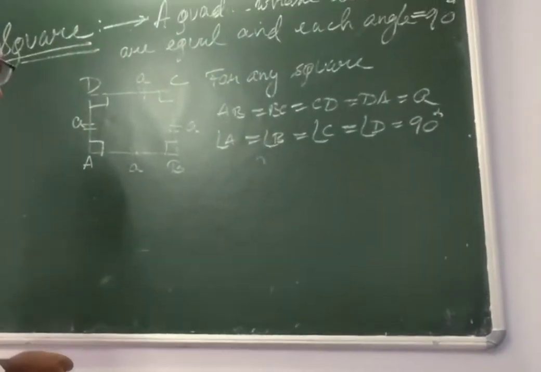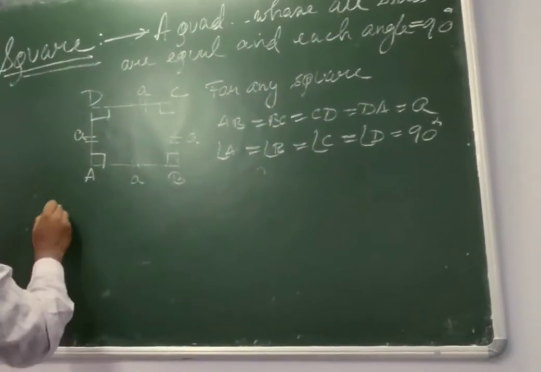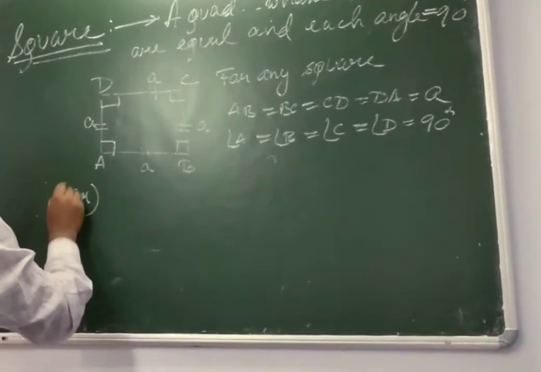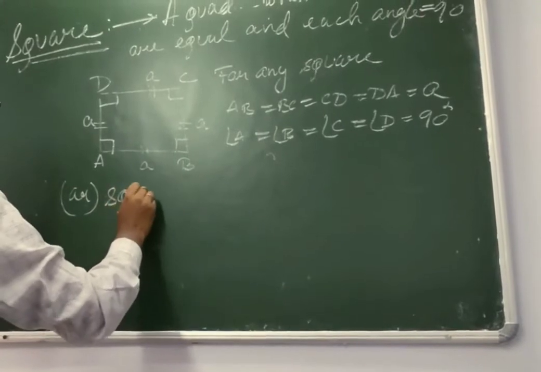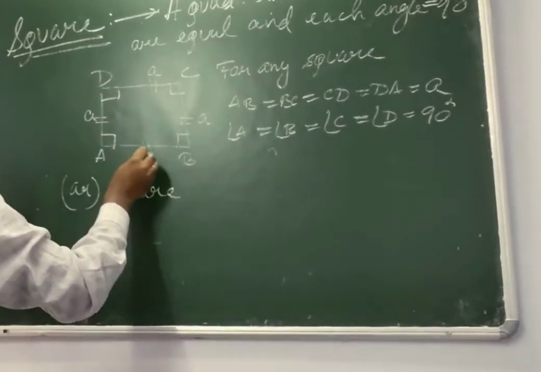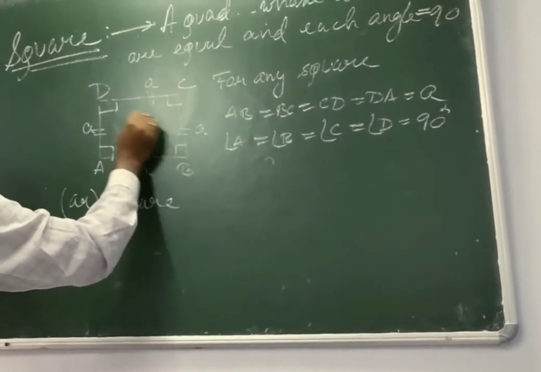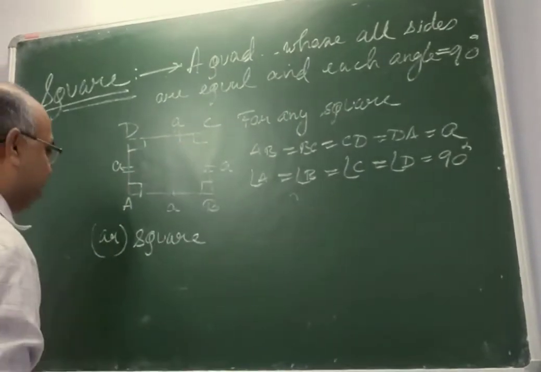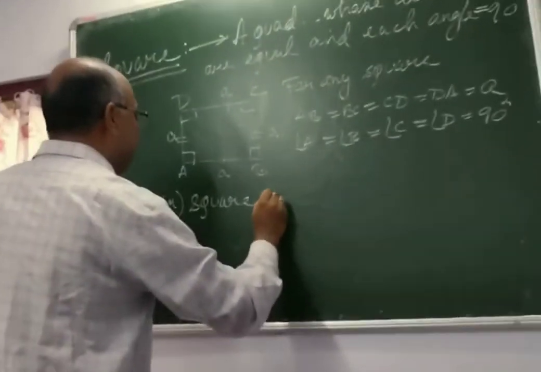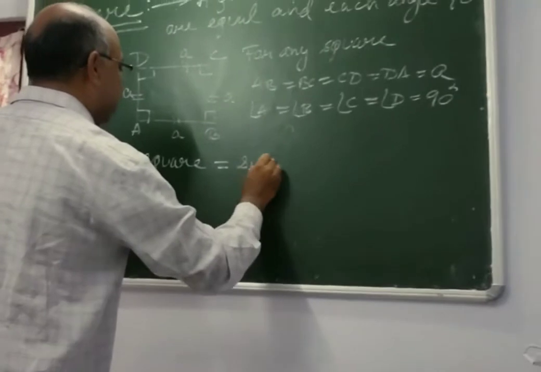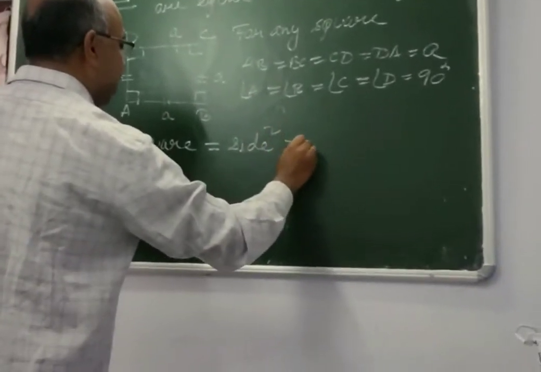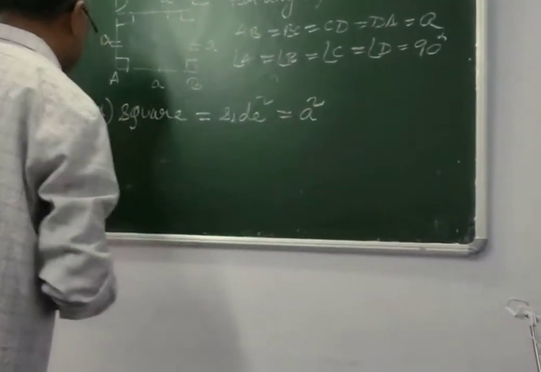Now we will talk about the formula for area and perimeter. Area means this entire inside portion for any figure. So the area of a square is side square. I have taken the side as A, so I can write it as A square.